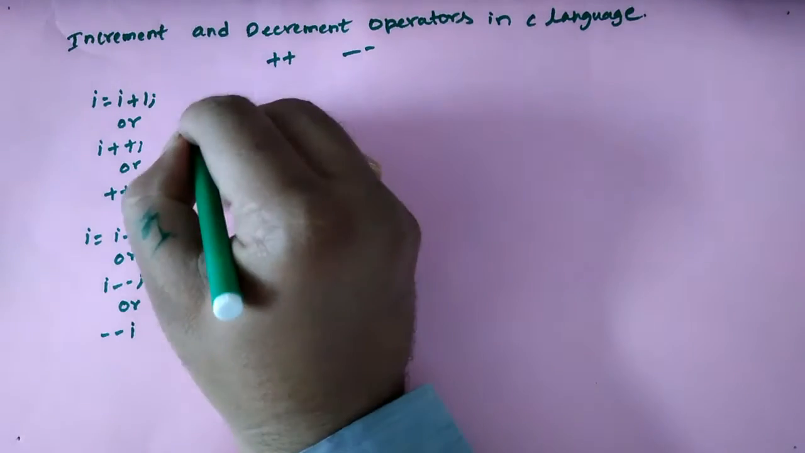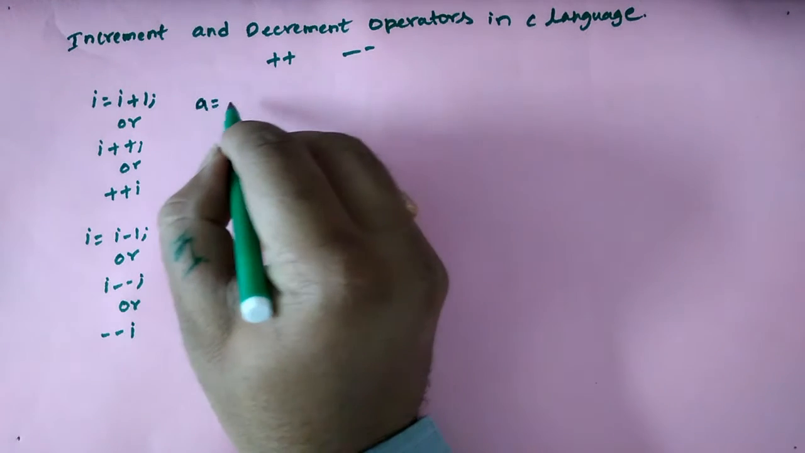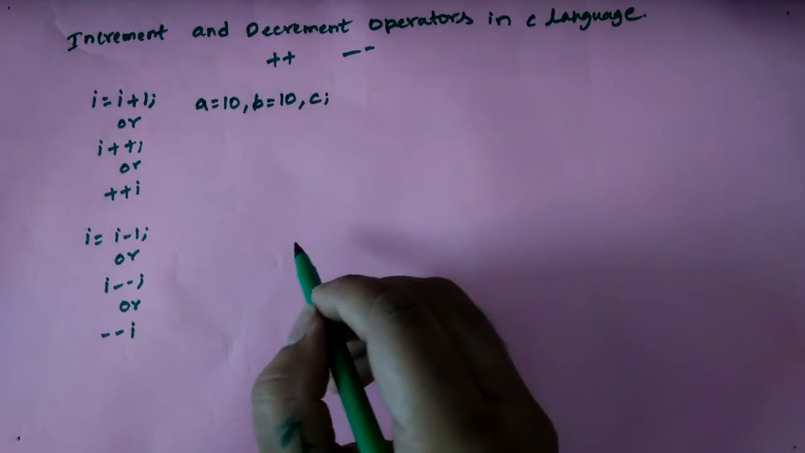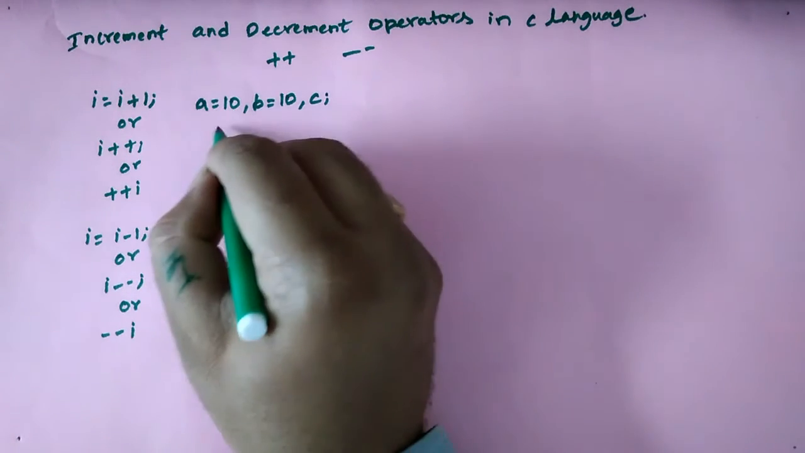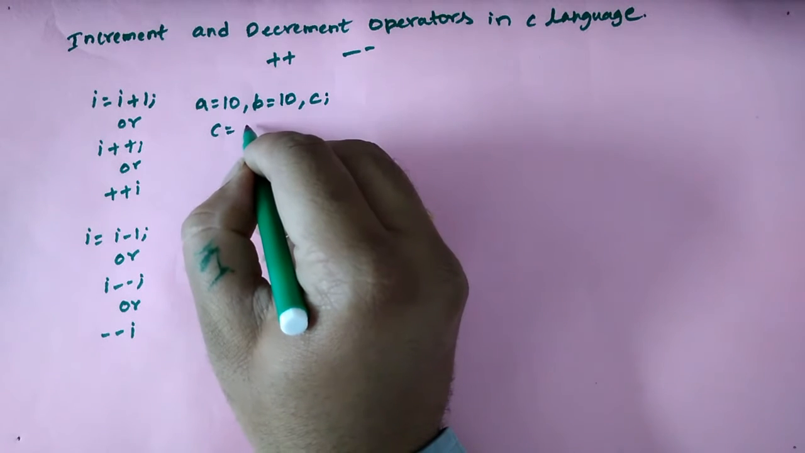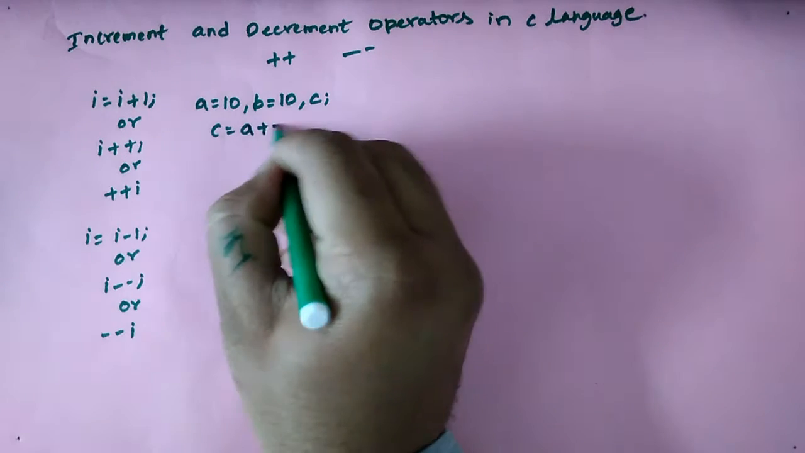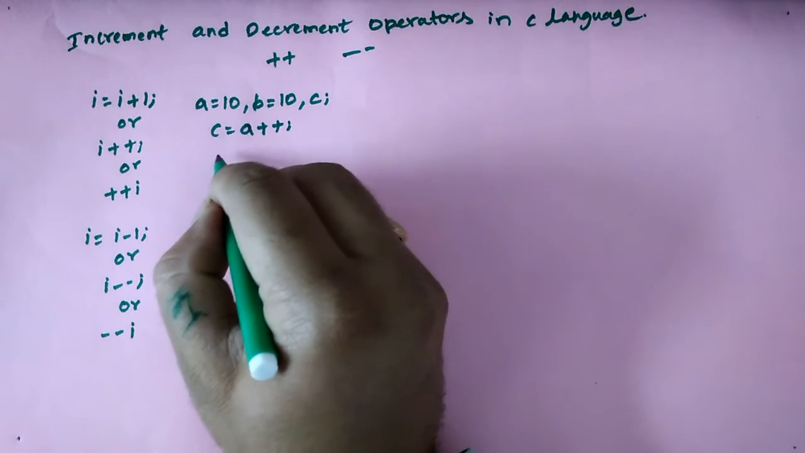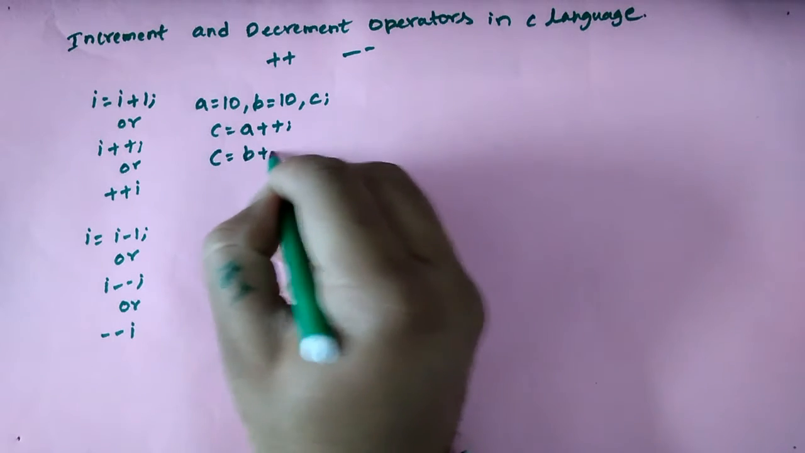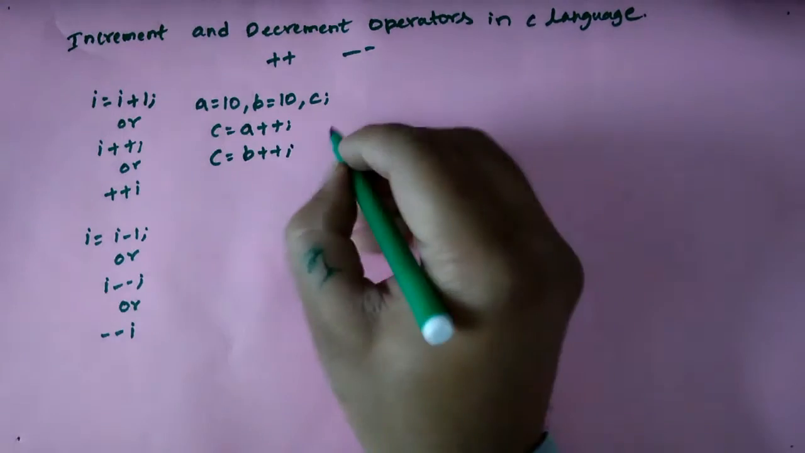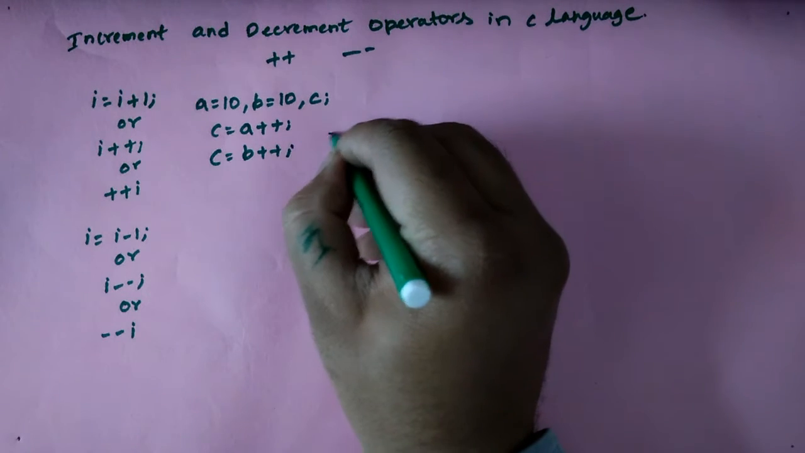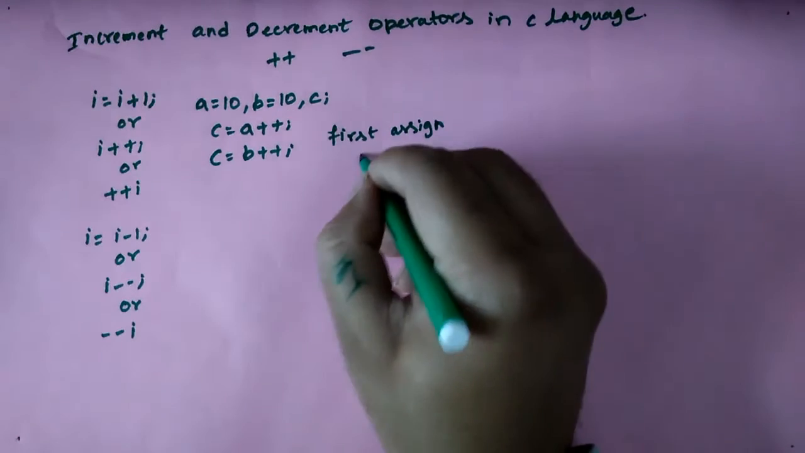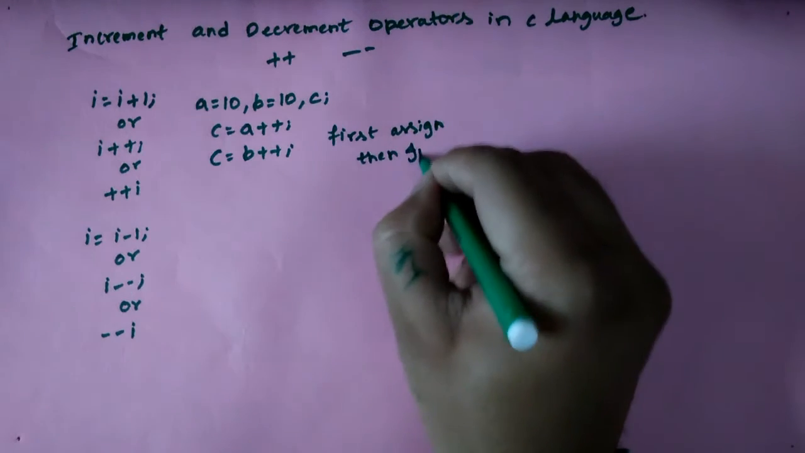Let's see an example where A is equals 10, B is equals 10 and C. These are the variables in our program, and if we do the operation, C is equals to A plus plus, and here we are writing again C is equals to B plus plus. How to resolve this is, first assign, then increment.